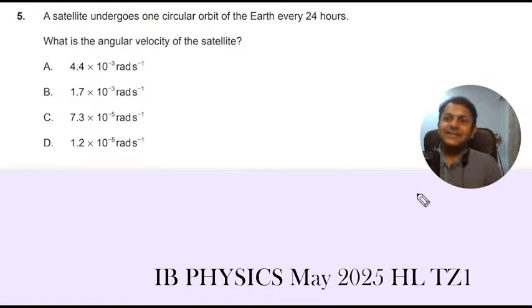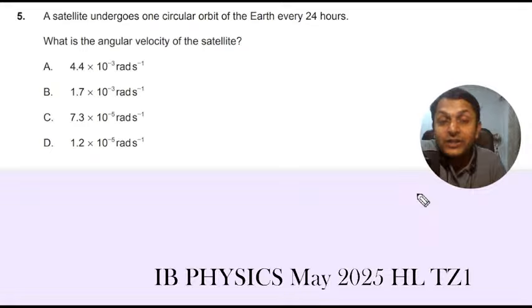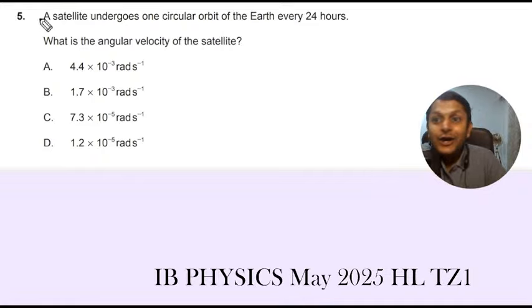Okay, dear students, let's see what is there in this question. A satellite undergoes one circular orbit of Earth every 24 hours. What is the angular velocity of the satellite?